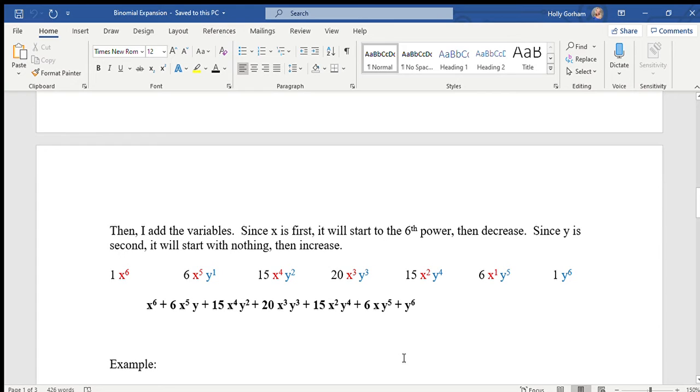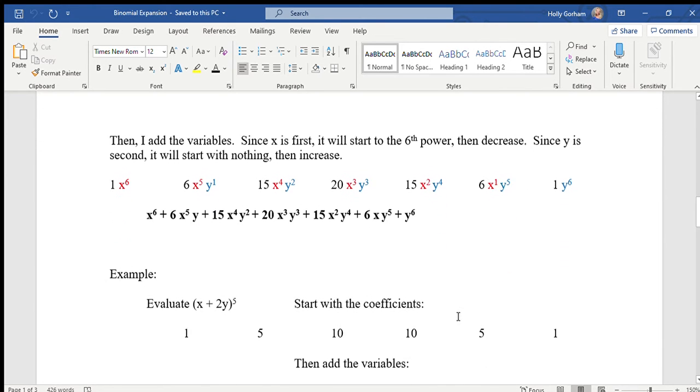Now, x was the first variable, so it's going to start at the 6th power and decrease. Y was the second variable, so it's going to start with nothing, but then increase in exponents. So notice that the x goes x to the 6th, to the 5th, 4th, 3rd, 2nd, 1, none. With y, we start with nothing, and then we have 1, 2, 3, 4, 5, 6. Simplifying it, we write it like this, and that is our answer.